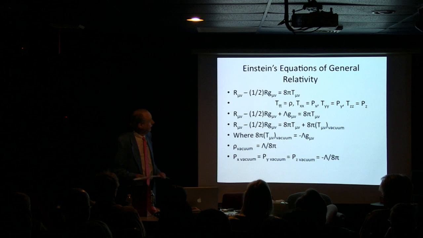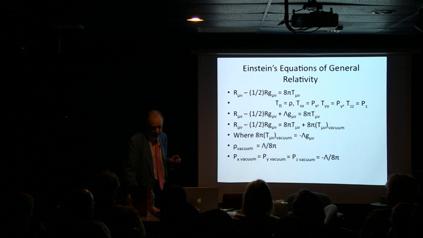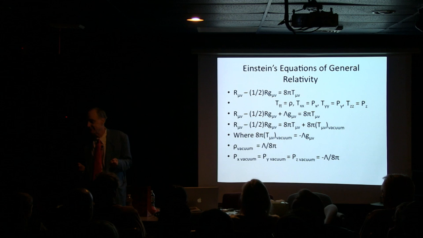He did this in 1915. It moved him up into the category of Isaac Newton. And in 1917, Einstein decided to apply these field equations to cosmology. He'd applied them in the solar system. And there was one trouble with these field equations. They didn't produce a static universe model. They had no solution that was static.